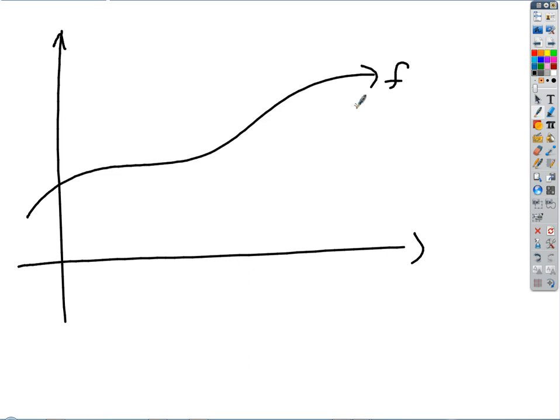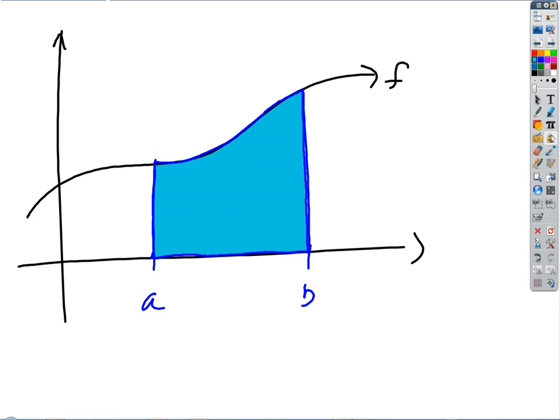If I've got some function f, I want to be able to add up an area under that curve, say between a and b. So literally what that means is I want to add up this area right there. Okay, so we want to be able to add up what that area is, right?